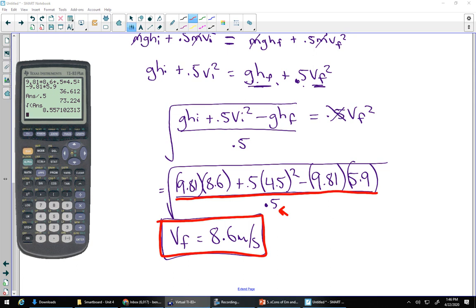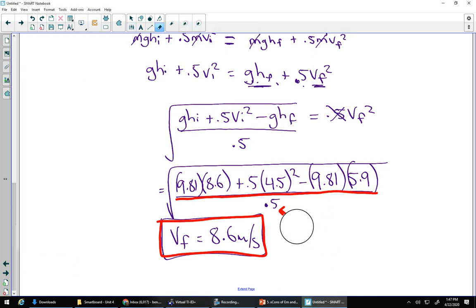Two different ways to do the same thing. Do whatever works best for you. If you like plugging in the numbers first, go for it. If you like rearranging first and then plugging numbers in after, go for it. Just make sure that you're doing things well and correctly. So little tricks either way.